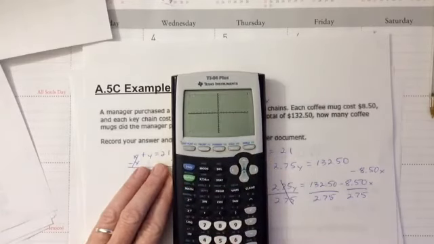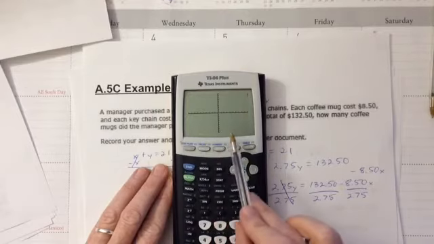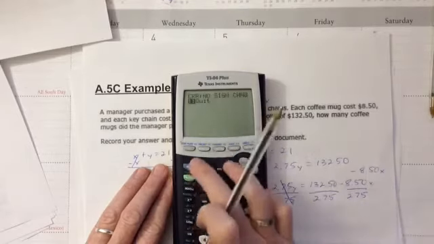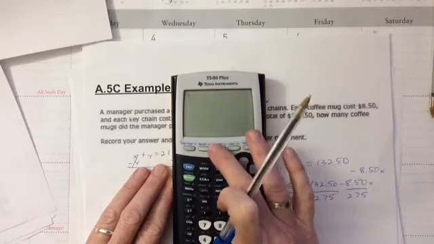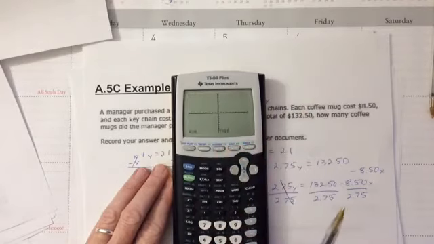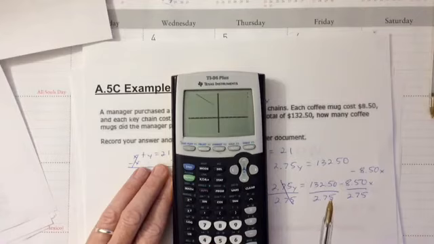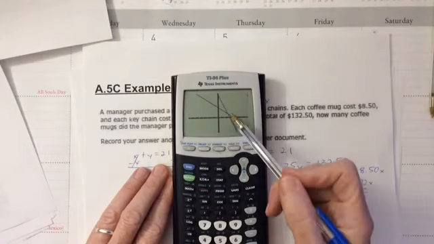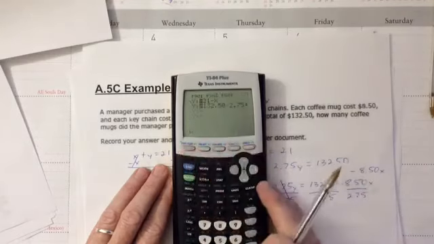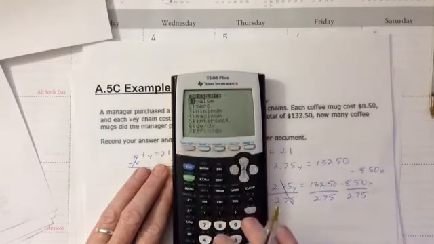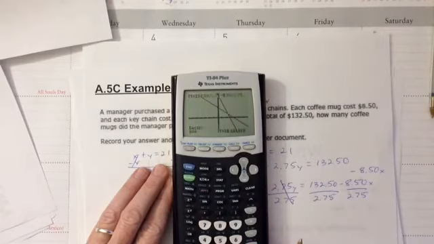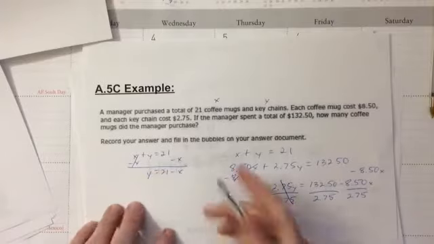Probably going to have to zoom in because the numbers are so large. And yes, so let's do that. Quit. I'm going to hit zoom. I'm going to hit 3 and I'm going to hit enter. Now I have an intersection. So let's do it again. Y equals second trace 5, enter, enter, enter. And we know they're going to buy 13 coffee mugs.